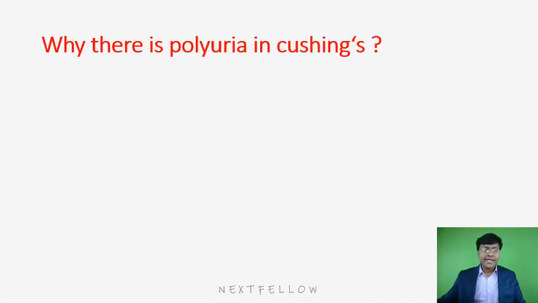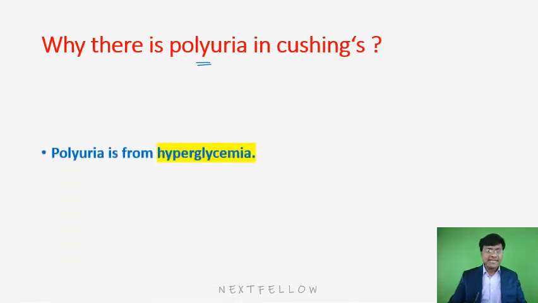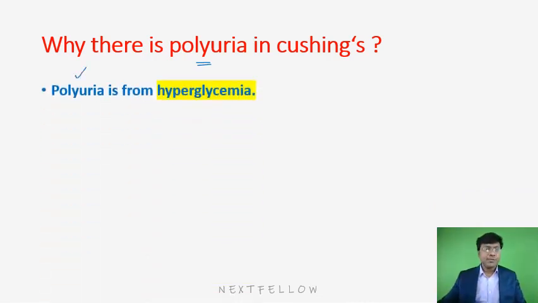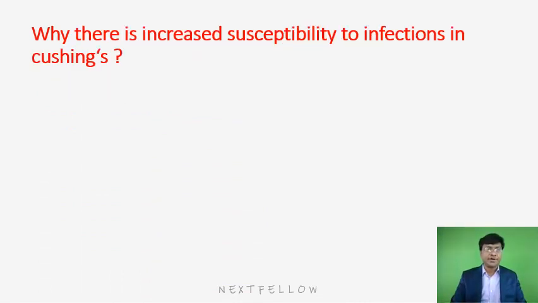Then why is there polyuria in patients with Cushing's? See, there is hyperglycemia, and this glucose starts getting excreted out in the urine, and that will result in polyuria. So polyuria is from hyperglycemia. Please remember, it's a very important point.